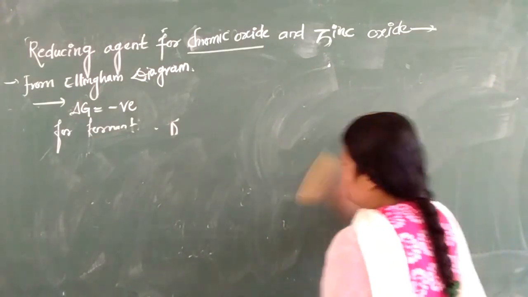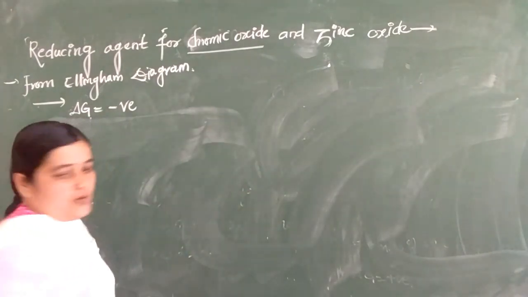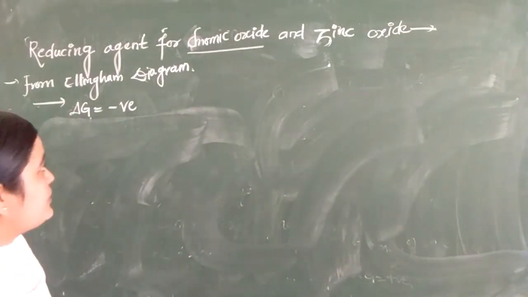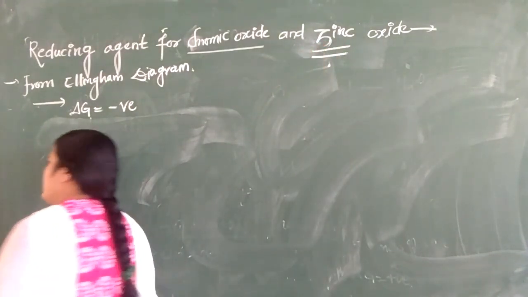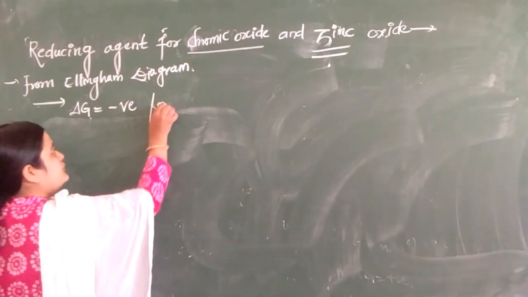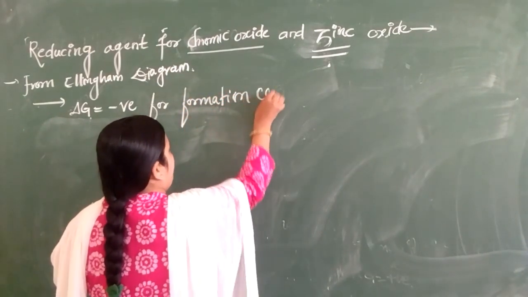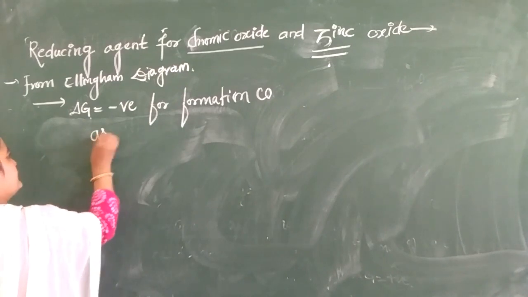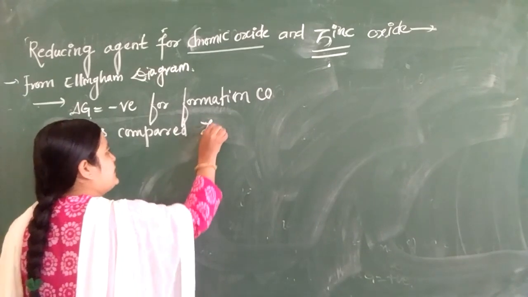Coke, that is carbon, is the reducing agent we can use for zinc. We already saw chromium. Now we are going to see zinc. From the Ellingham diagram, we already know that the delta G value is very much negative for the formation of CO as compared to ZnO.